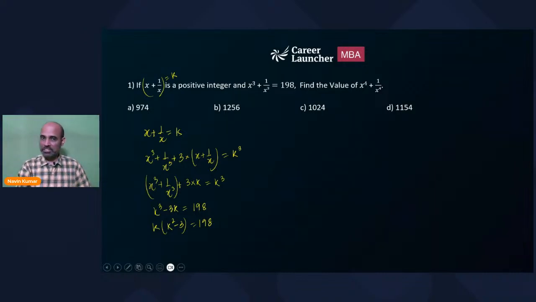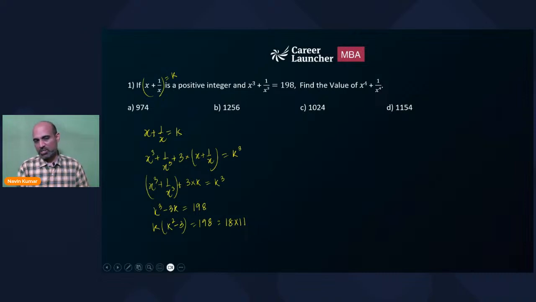So this is going to be 3 into 6. Doesn't make sense. Actually, 198 is nothing but 18 into 11, right? So what shall we take in place of k so that we get a combination of k into k square minus 3 is equal to 18 into 11?